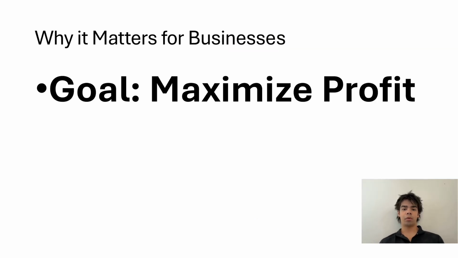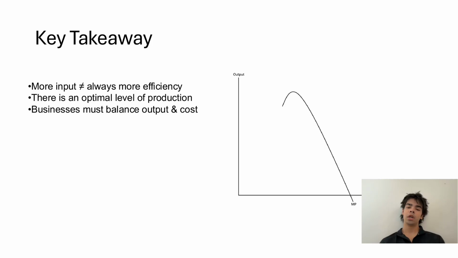So this concept is important because businesses always aim to maximize profit. Hiring more workers only makes sense up to a certain point. And then after that point, the cost of hiring another worker may be greater than the extra output they actually produce. So the key takeaway here is that more input does not always mean more efficiency.